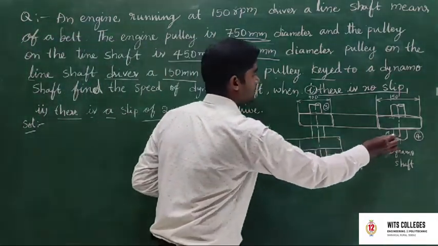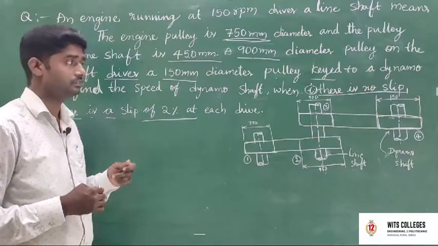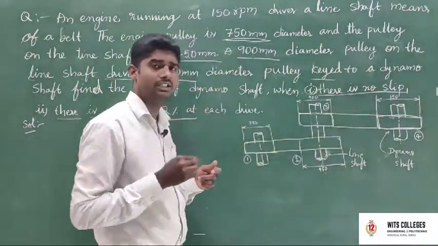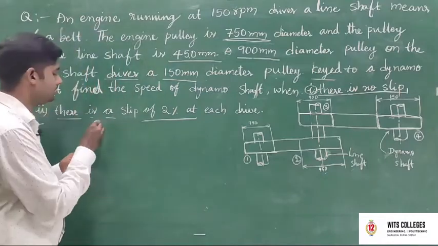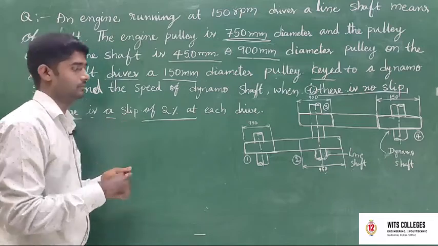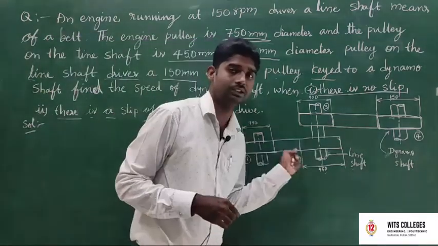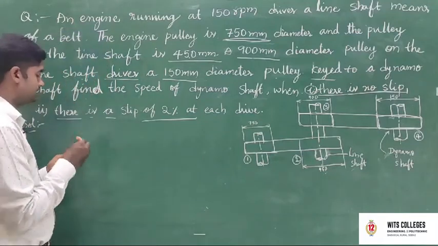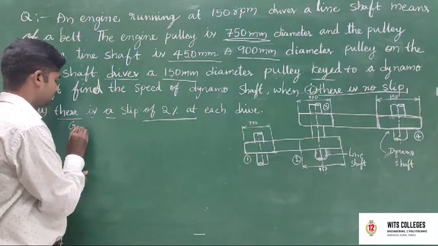Find the speed of the dynamo shaft when there is no slip, first condition. Next, second, there is a slip of 2% at each drive, that is, 2% of slip for each. Let's see, the given data.